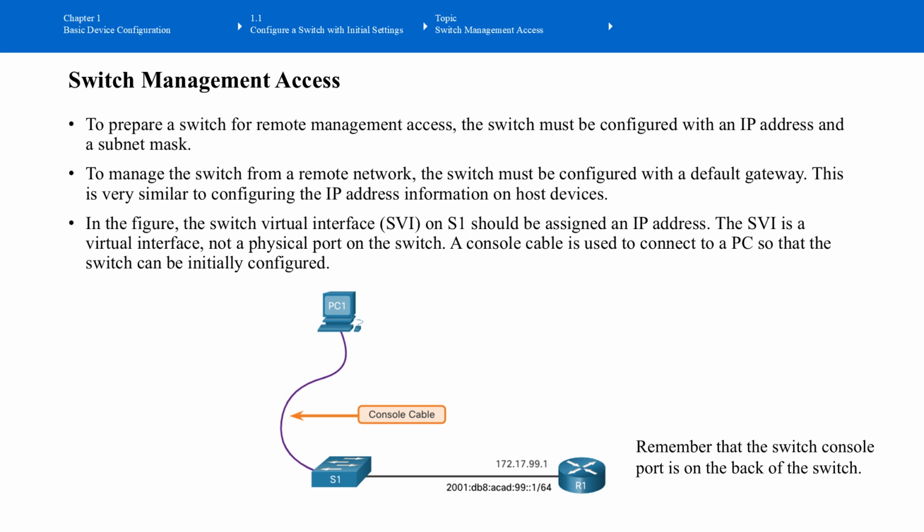Similar to the network here, in order for the data to go to other networks, including the internet, there must be a gateway. So in this case, we need a gateway to be created. This is very similar to configuring the IP address information on the host devices. In the figure, the switch virtual interface, SVI, on switch 1 should be assigned an IP address. The SVI is a virtual interface, not a physical port on the switch. A console cable is used to connect to a PC, so the switch can be initially configured.